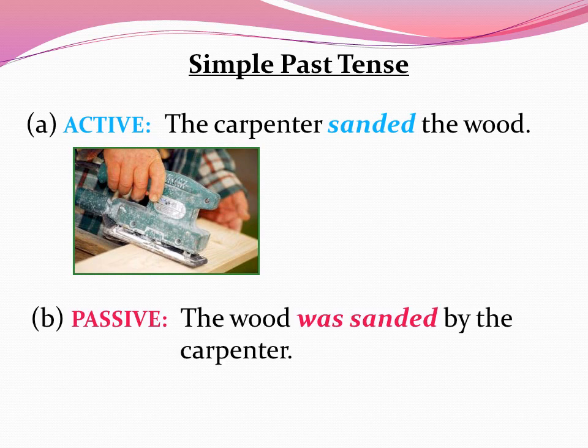In order to switch, we take the wood to the beginning. Since it is in the past, we have to add either was or were, which is the past form of verb to be, and we choose was because wood is singular, followed by the past participle form, and in the case of a regular verb, it is the same as the past, followed by by plus carpenter. They convey the same meaning.